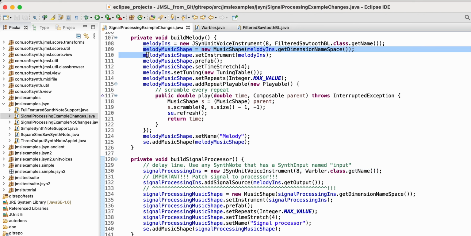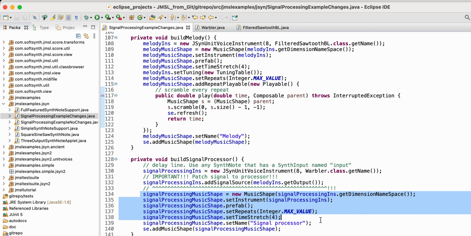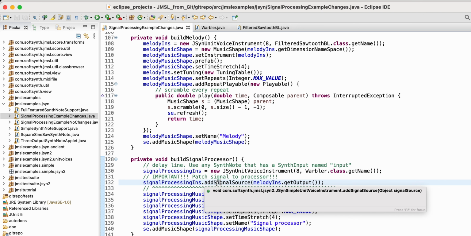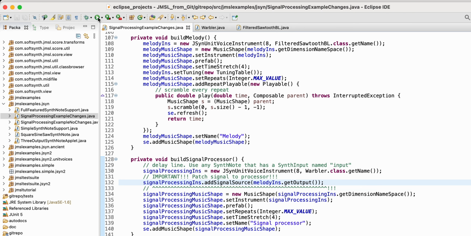The melody instrument is going to be played by a music shape, and the signal processing instrument is also going to be performed by a music shape. Here's where you patch the output of the melody instrument into the signal processing instrument. You use the add signal source method. Let's listen to it.